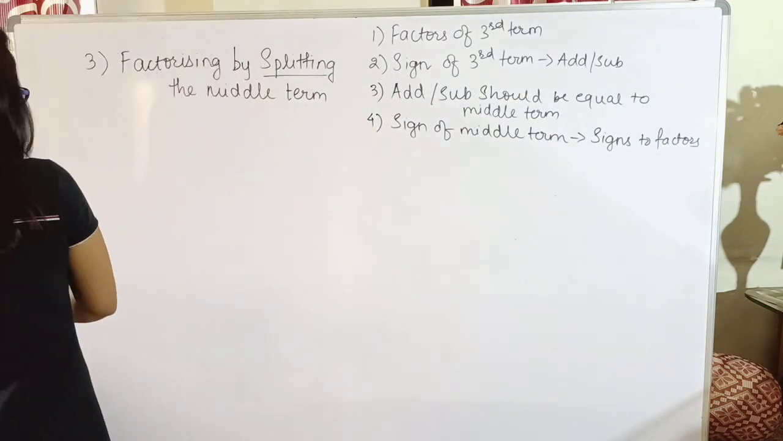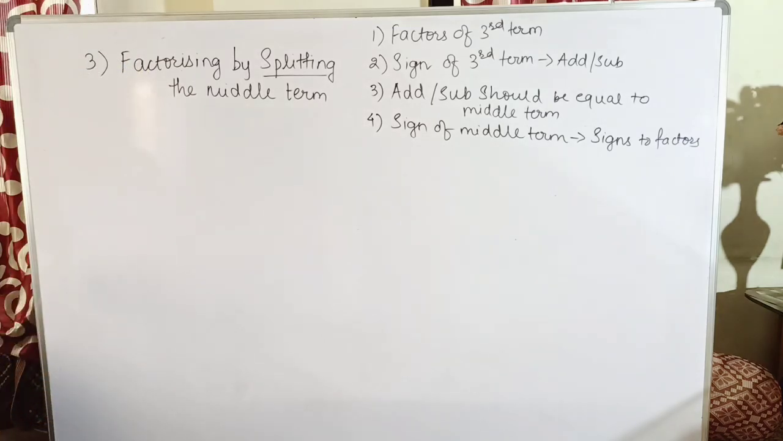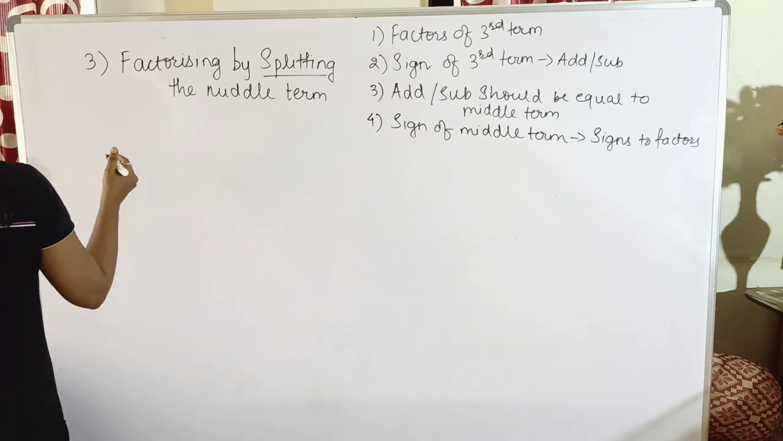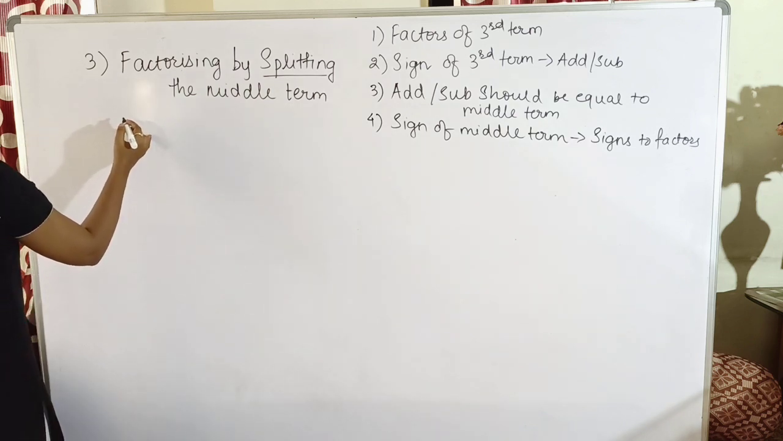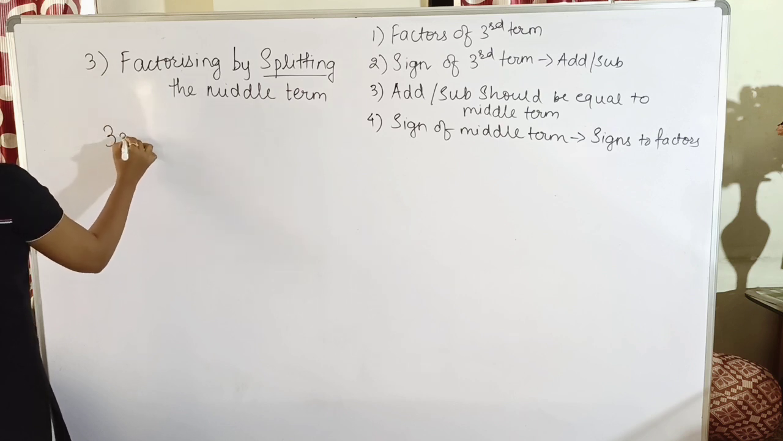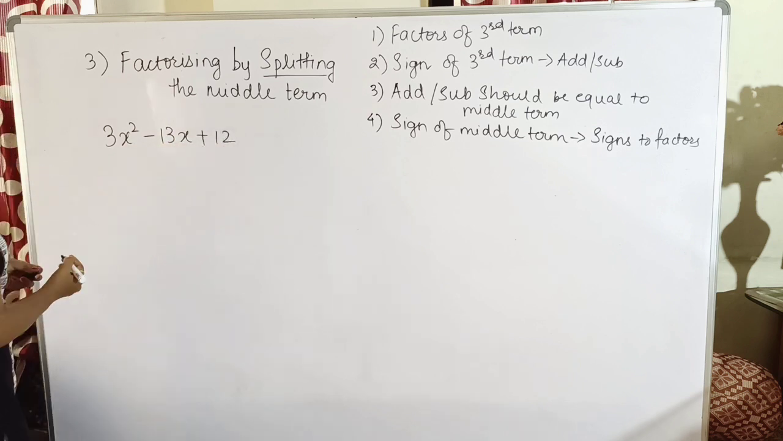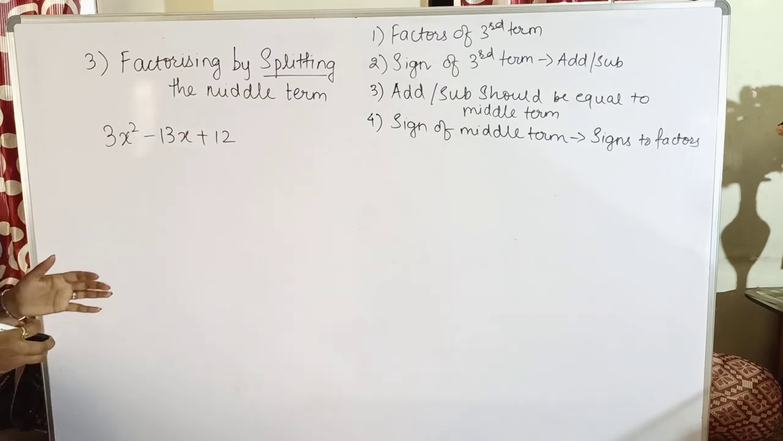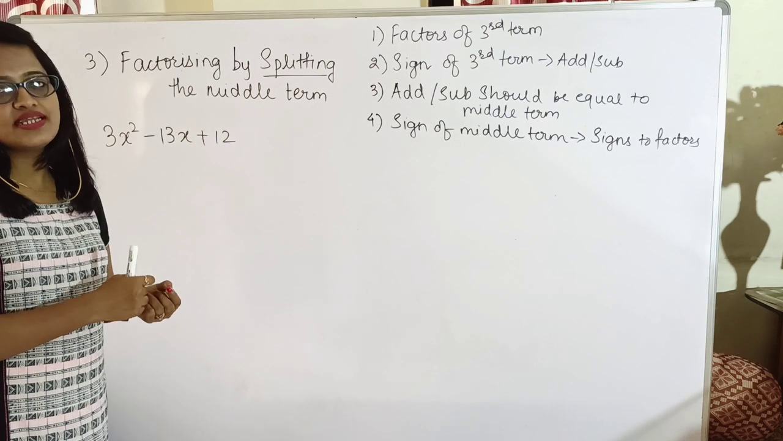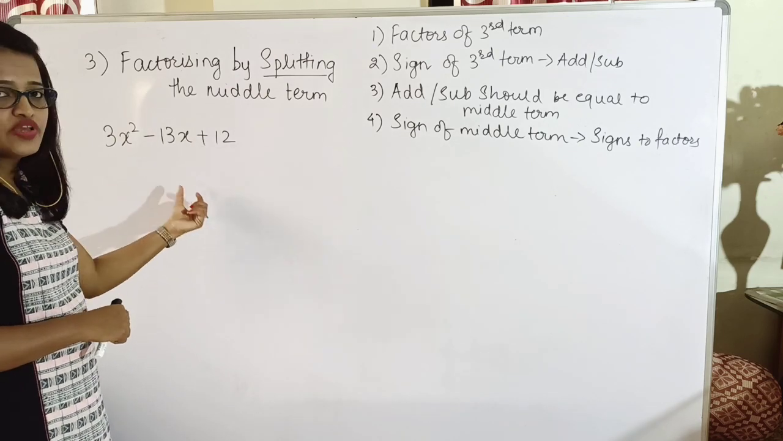Now in both the examples I have taken the coefficient of x square as 1. What if I take the coefficient of x square as other than 1? Let us see. Suppose 3x square minus 13x plus 12. In the previous two examples, the coefficient of x square was 1. Here the coefficient of x square is 3. Now when there is some number present as the coefficient of x square, is the method the same? Do we have to find factors of 12 and so on?